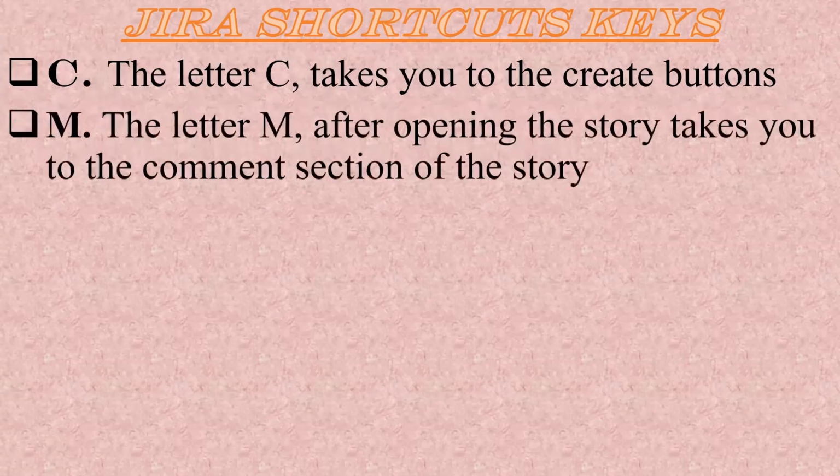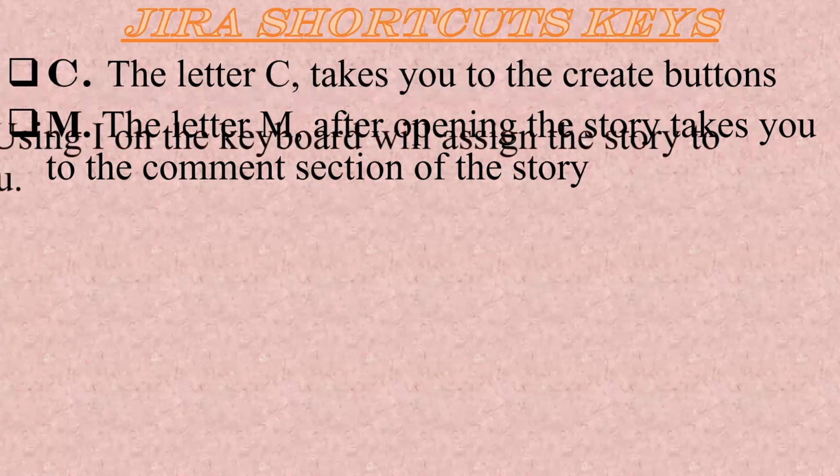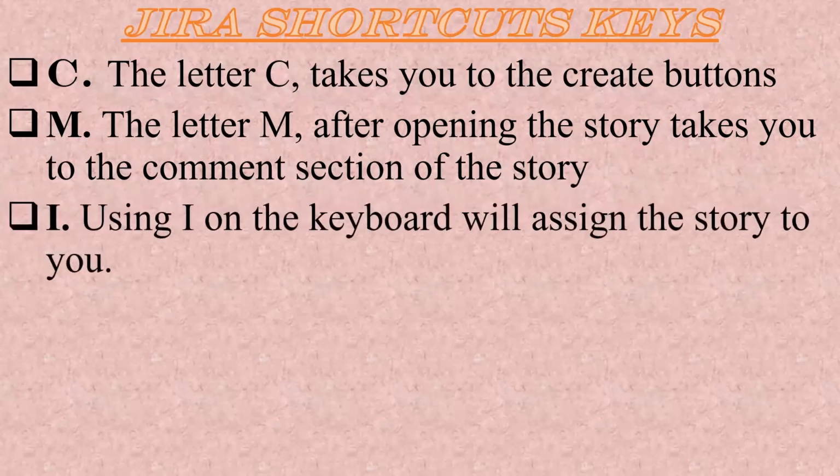The letter M, once you've opened the story, takes you straight into the comment box. Maybe you've had a one-on-one with the developer, you want to document some key things in a story and save it for other team members to see. You just press the letter M. And the letter I also helps you: once you create a story, you can easily assign the story straight to yourself without doing different stuff left and right. So these are the handy shortcuts that you have.